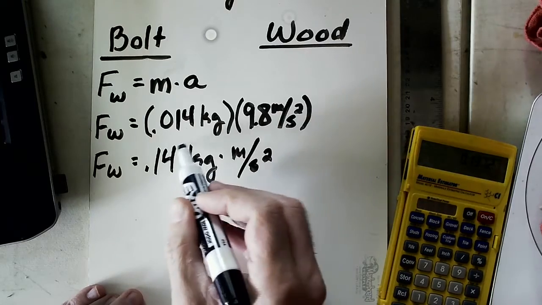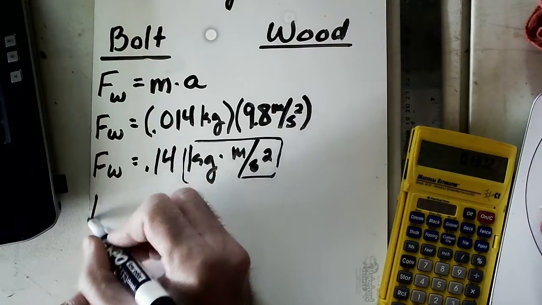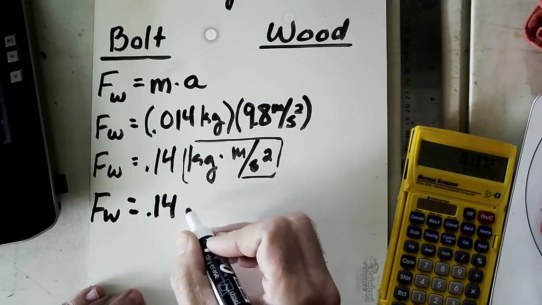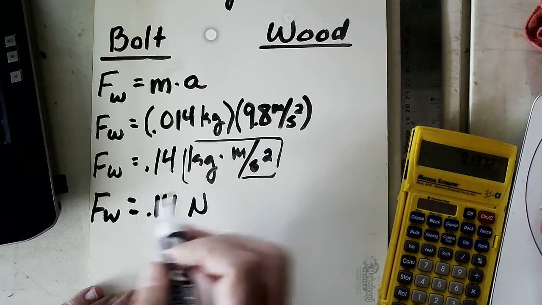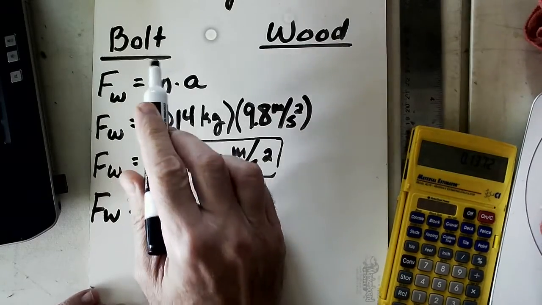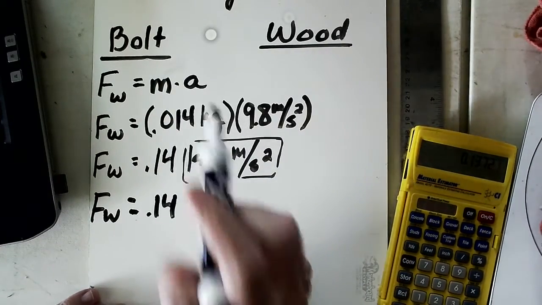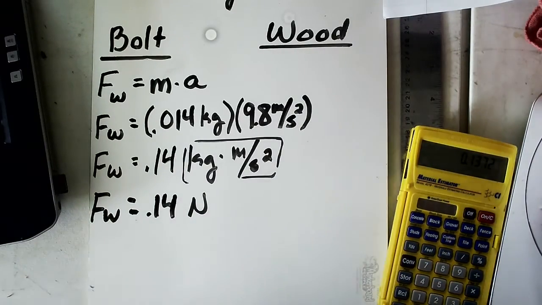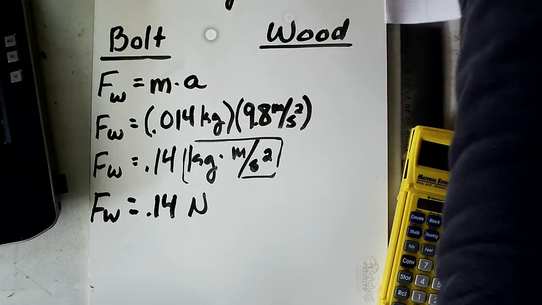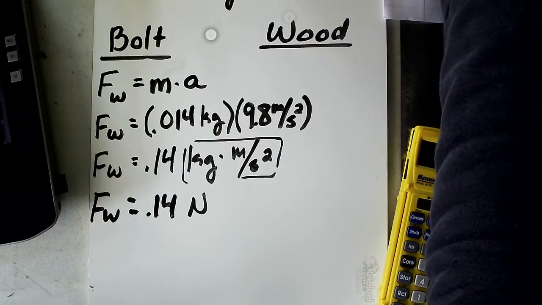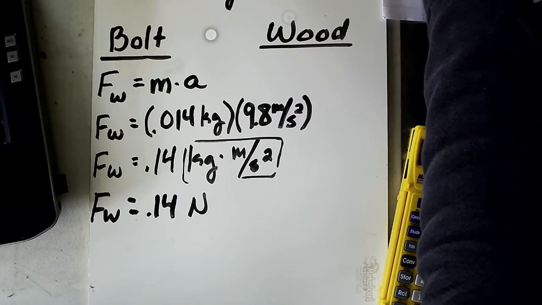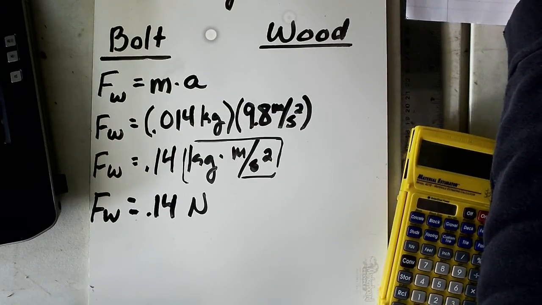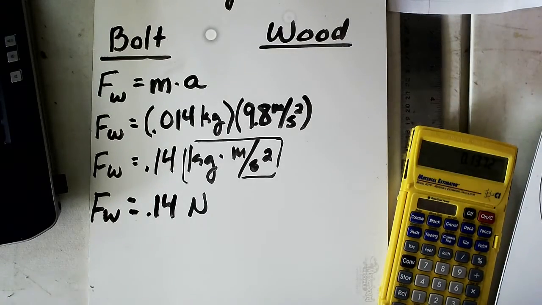Okay, and then this unit, like it says in the other video, is going to be newtons. Okay, so I have a weight of the bolt of 0.14 newtons. Okay, and that's how to calculate that. In fact, I'm going to write that down. I'm going to scratch a piece of paper over here so I don't forget. 0.14 newtons. Okay, and I'll do the woodblock too.